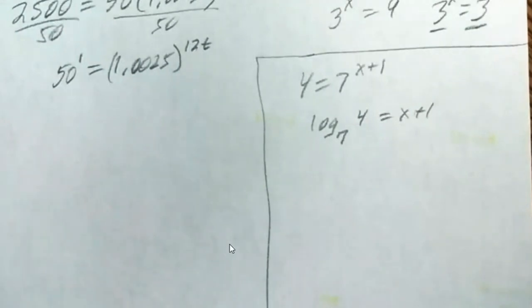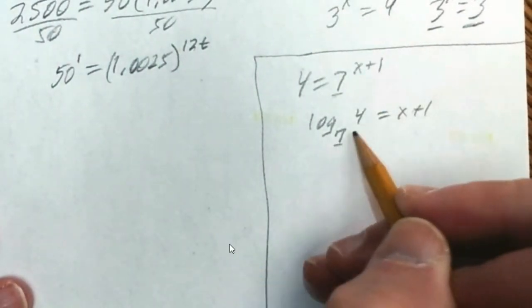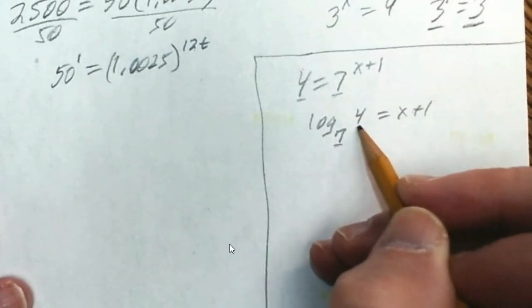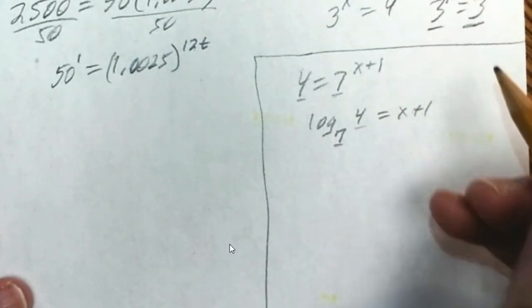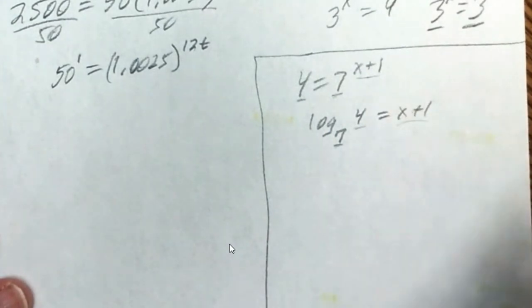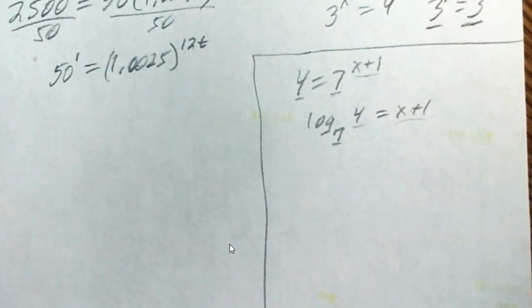I can do that. Rewrite this as a log. The base is the base. The argument is the argument. The exponent is the exponent. So I can rewrite that. So that's the first step. Since I can't solve it by getting the same base, let me change it to a logarithm.